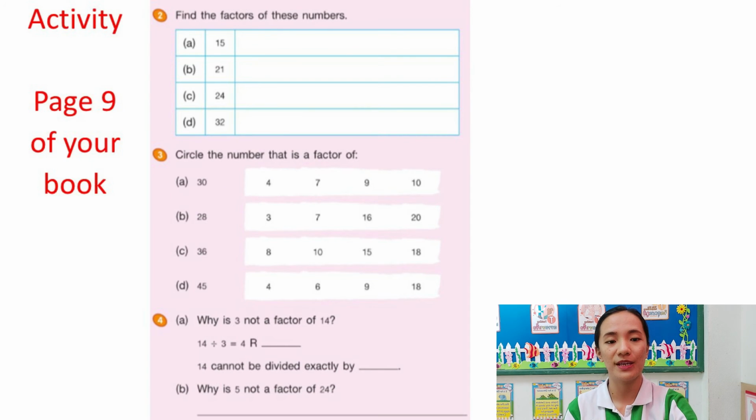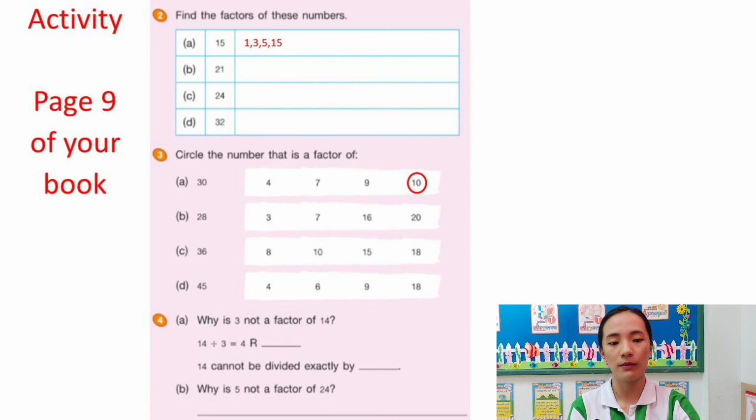Find the factors of these numbers. Letter A, for example, 15. What are the factors of 15? 1, 3, 5, and 15. Next, for number 3, circle the number that is a factor of, for example, letter A, 30. What is the factor of 30 that we have here? Is it 4, 7, 9, or 10? The answer is 10.